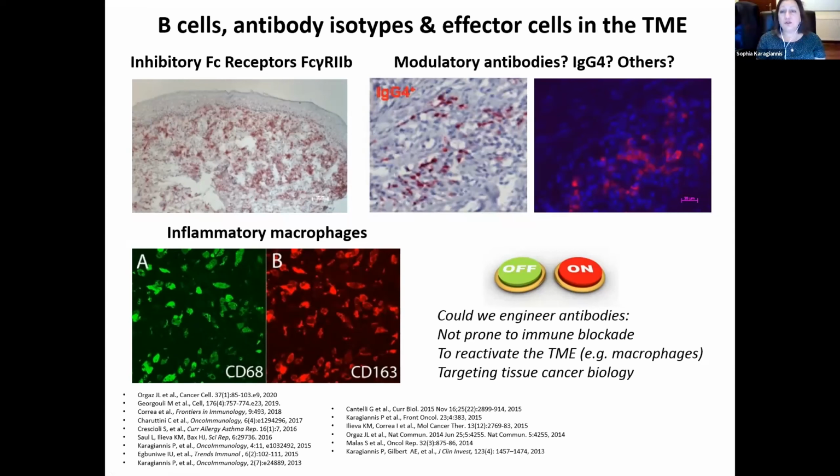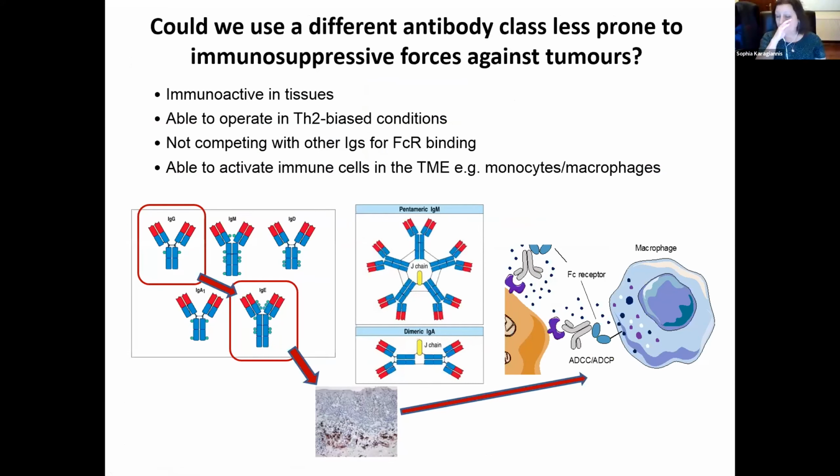And so what we wanted to do is, understanding that IgG antibodies work very effectively in the circulation, they have a very long half-life of 2 to 3 weeks in the circulation, but they're less immunoactive in tissues. Can we then engineer an antibody that is naturally immunoactive in tissues? One that is able to operate in Th2 bias conditions, where IgG is less able to be activated because of inhibitory Fc receptor expression, and that does not compete with other IgGs for Fc receptor binding and activation.